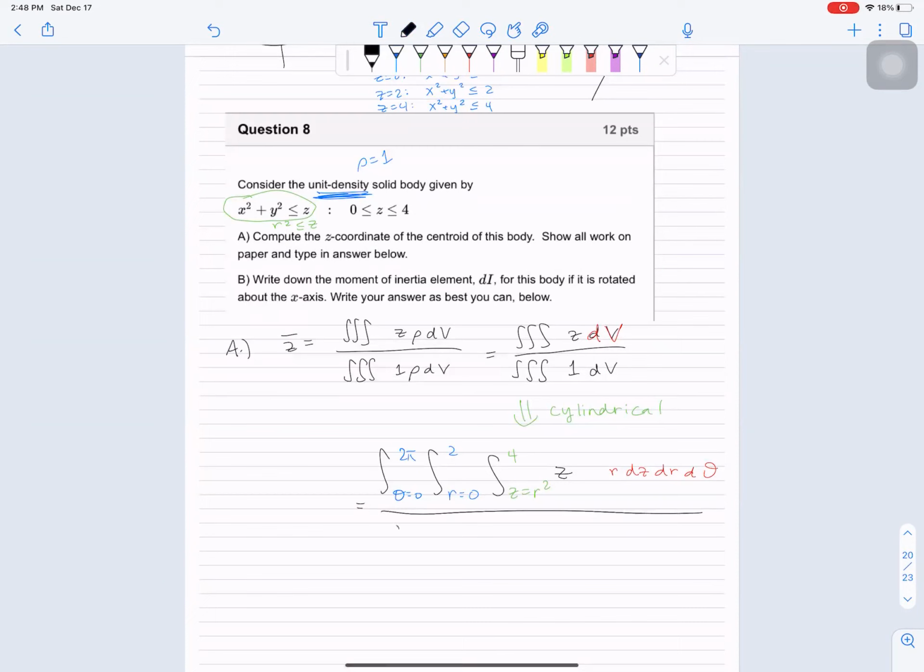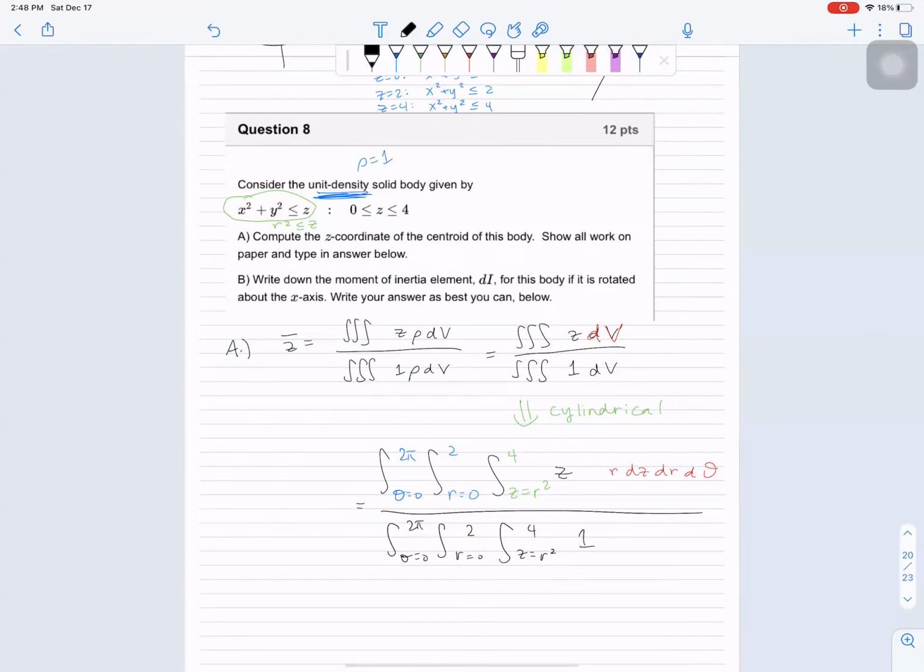Okay, and the denominator has the same exact bounds. r squared to 4, 0 to 2, 0 to 2 pi. But now the integrand is just 1. r dz dr d theta.